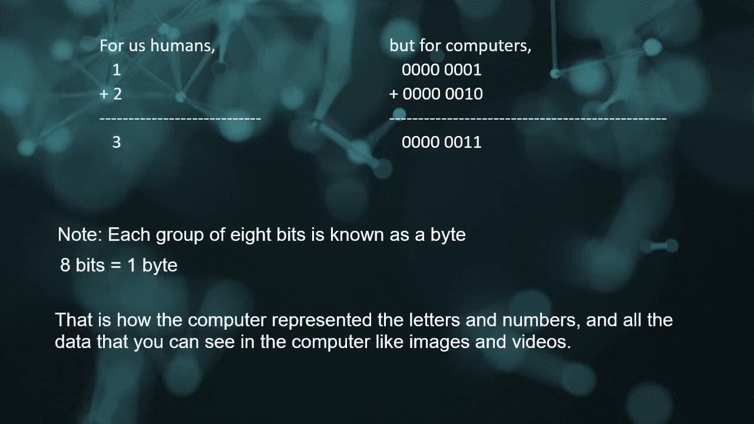For us humans, it's simply 1 plus 2 equals 3. But for computers, it only consists of 0 and 1. Here, 1 plus 0 equals 1, 0 plus 1 equals 1, and so on. So note that each group of 8 bits is known as a byte. That is how the computer represents the letters and numbers and all the data that you can see in the computer, like images and videos.